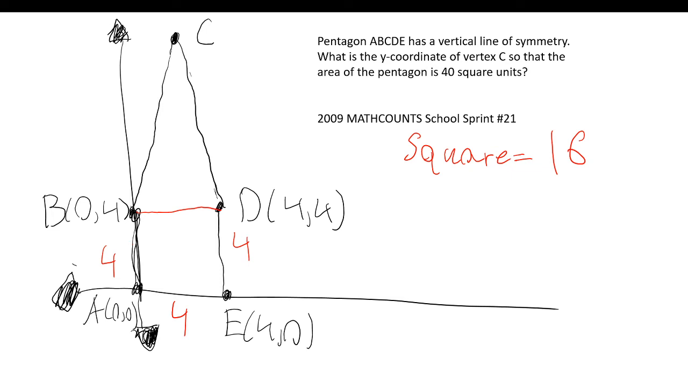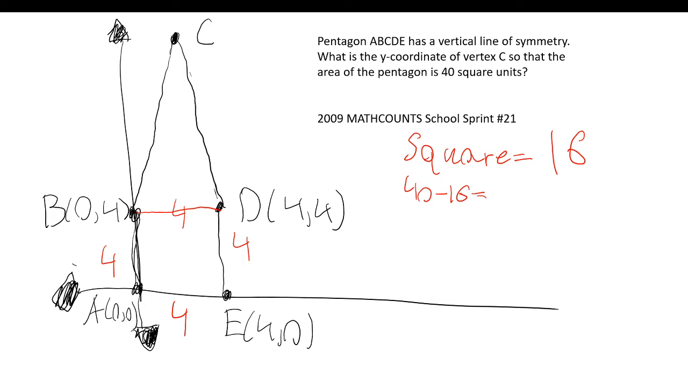So square, area 16. We want the area of the pentagon to be 40 square units, and we want the y-coordinate of vertex C. So I'm going to focus on this triangle. This triangle has this base over here, which is 4. The square is 16, so I'm just going to instantly subtract off the 16. So I'm going to do 40 minus 16.